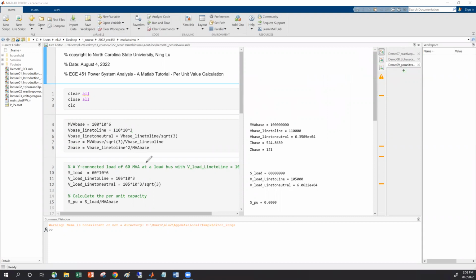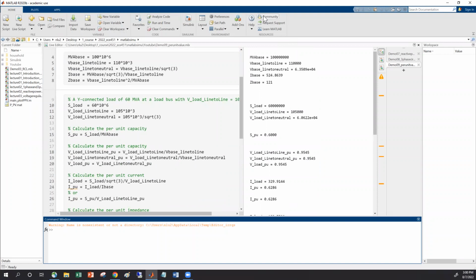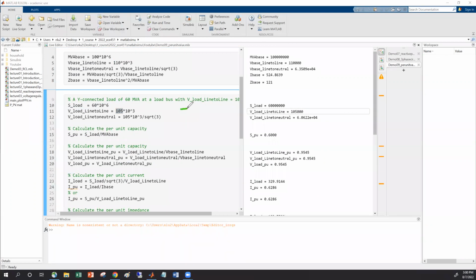Okay, all that. Now let's just do a quick demonstration. Suppose that we have a system where the load is a 60 MVA load. So it's 60 times 10 to the power of 6. And then the line-to-line voltage is 105. You can see that the voltage base actually is 110. So the line-to-line voltage for the load is 105. So this means that we can have a system.